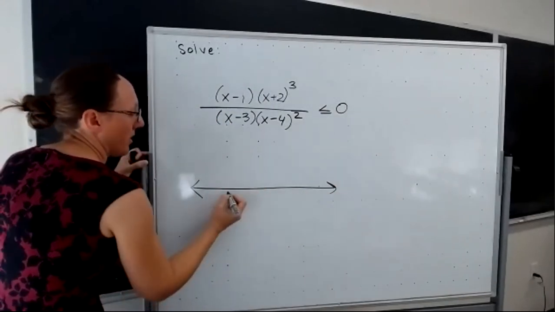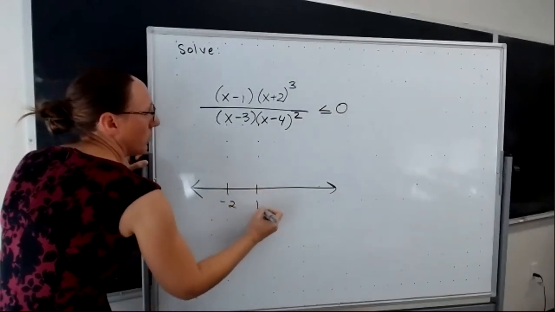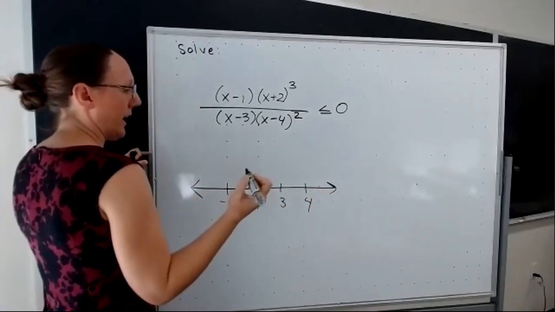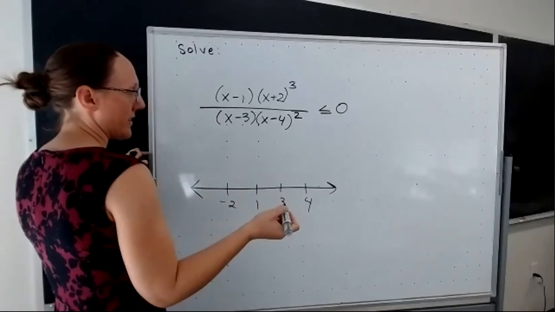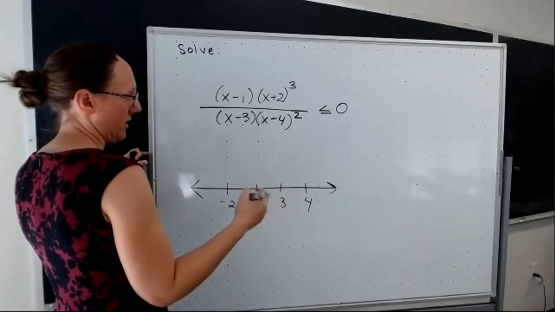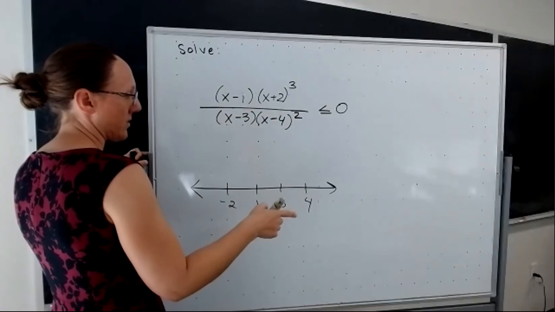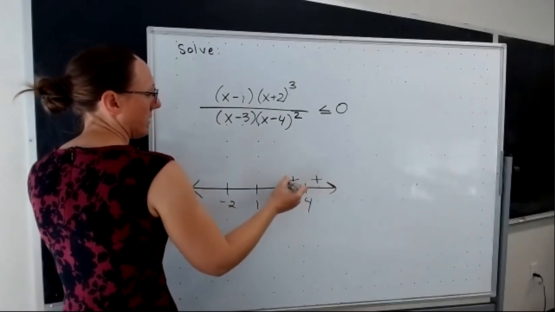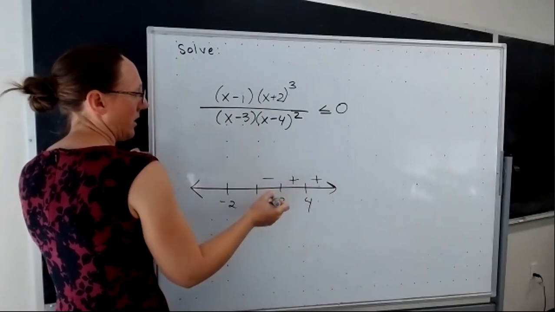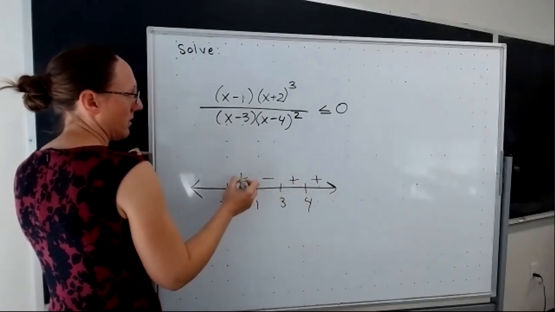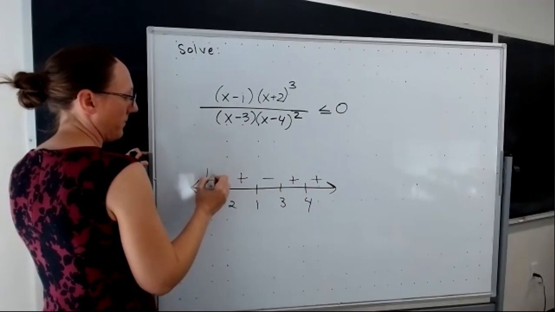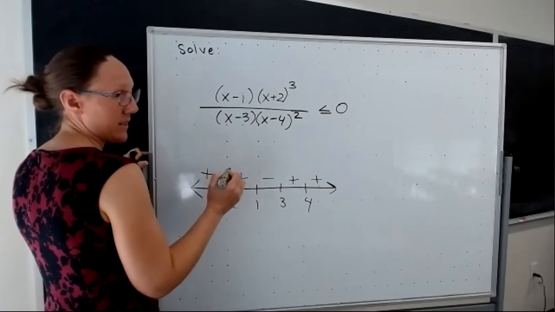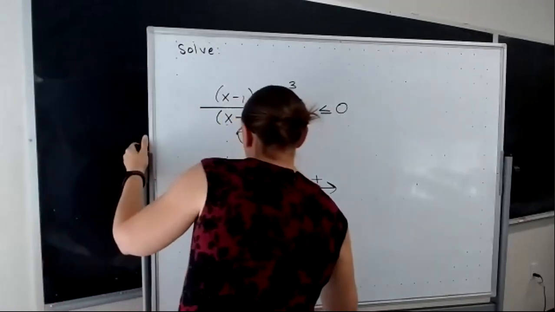And on my number line, I would have a -2, a 1, a 3, and a 4. And this would look like, just making sure I got all my numbers in the right places. So I would have that was kind of boring. Hold that thought.